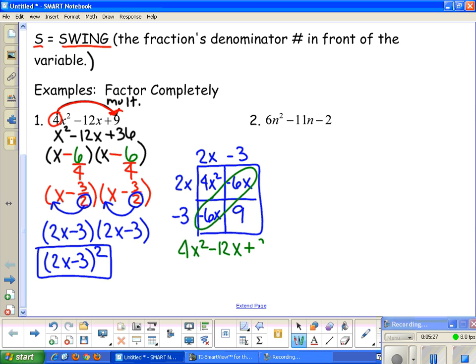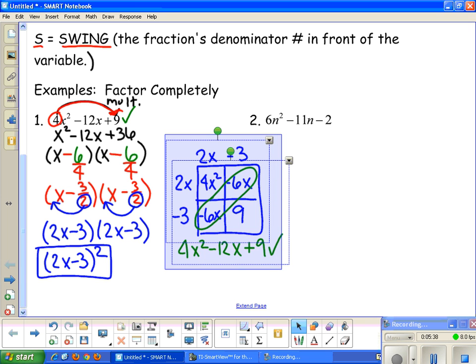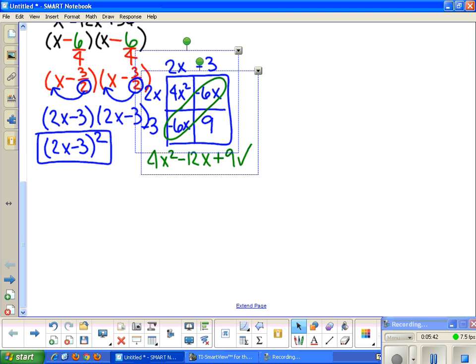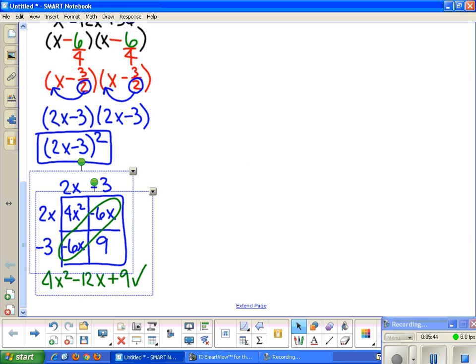And then my last one is plus 9. Notice that this is the same as the equation that we originally started with. Therefore, I did my factoring correctly. So I'm going to take that and move it, extend my page and move it under here. Okay, so that would be to check my answer.